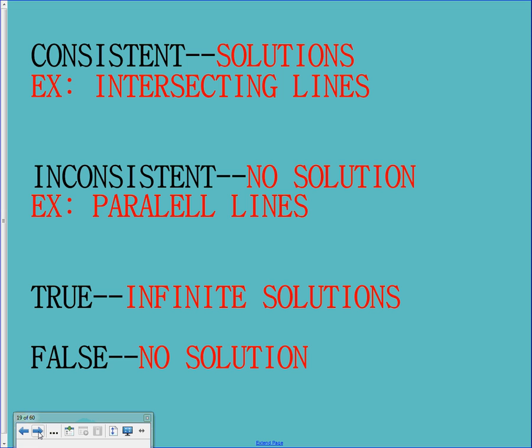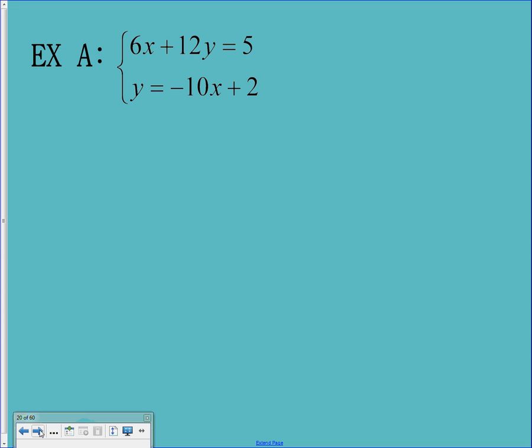Sometimes when we are doing our algebra here, we may run out of variables. They may cancel out. So if that happens and we're left with a true statement, we are going to have infinite solutions. If it leaves a false statement, we will have no solutions. And I think we will get the hang of those as we do some examples.